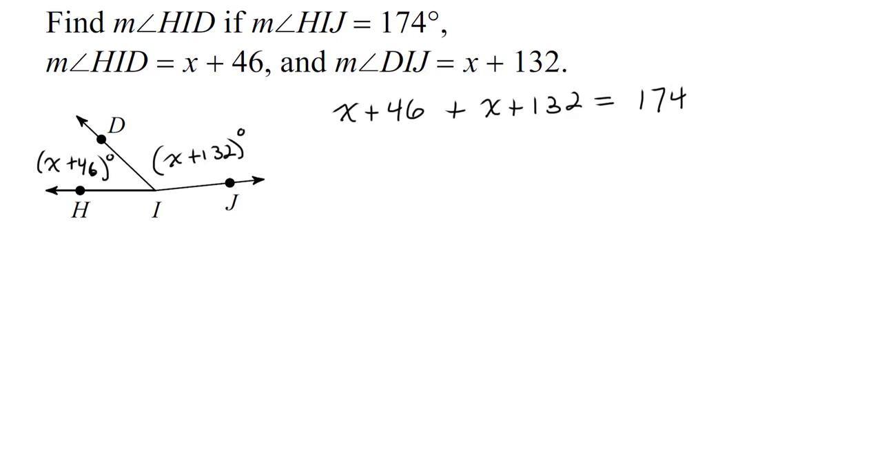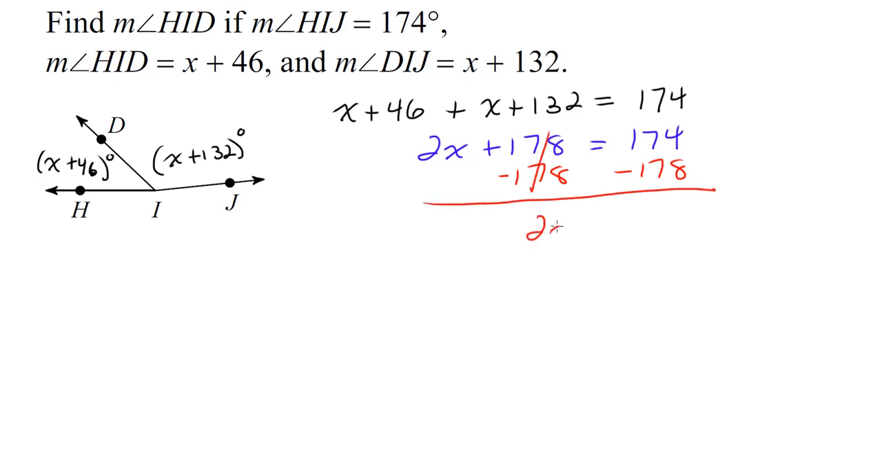And we solve. Combine like terms, x plus x is 2x. And 46 plus 132 is 178. And that equals 174. Then I need to subtract 178 from both sides. And I get 2x equals negative 4. Finally, divide both sides by 2. And I get x equals negative 2.